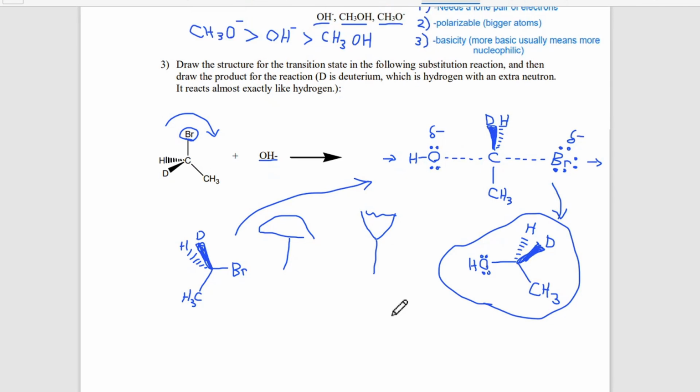The transition state can mess with your mind a little bit, but I think the easiest thing to do is just to reorient the molecule so that the leaving group is facing to the right, and then you can just set up the transition state like that.